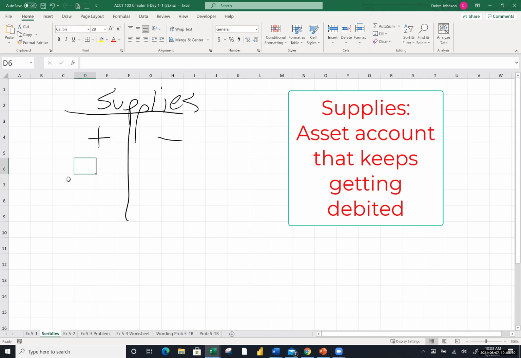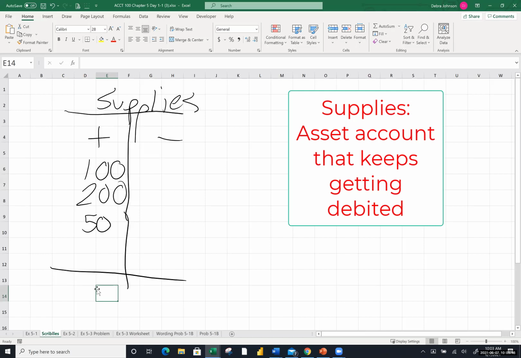So I'm just going to make up some numbers. Let's say that during the quarter or during the month, I've made 3 purchases, one for 100, one for 200, and one for 50. Okay, well, if I do nothing, my trial balance is going to reflect that there's $350 of supplies. But we know this, our supplies don't stay in the cabinet, they get used up. And so an adjustment is needed to figure out how much has been used up.